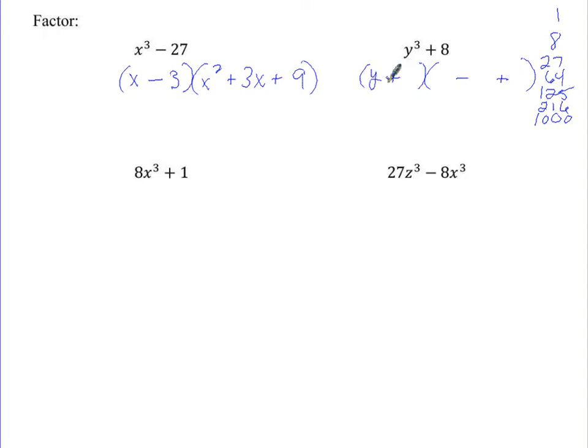What will go here? y. What will go here? 2. What will go here? y squared. What will go in the middle? 2y. What goes here? 4. And you're done. So see if you can do the last two.